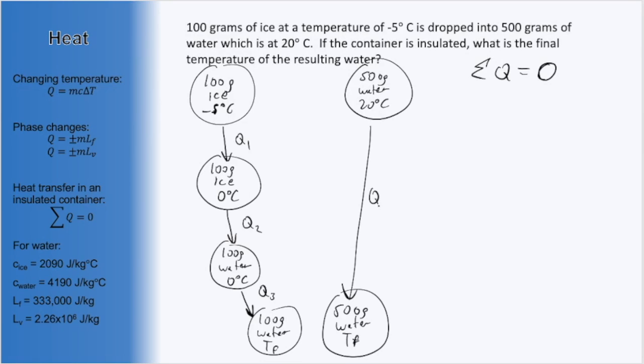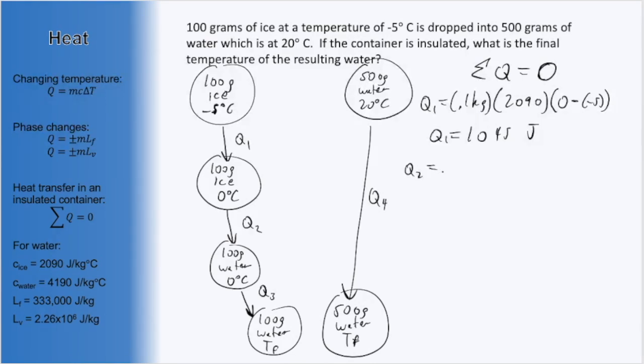To calculate Q1, I am heating ice, so I will use the mass of that ice, which is 0.1 kilograms, times the specific heat of ice, which is 2090, multiplied by how much the temperature has changed, which is final 0 minus the initial, which is negative 5. I end up finding that Q1 is equal to 1045 joules.